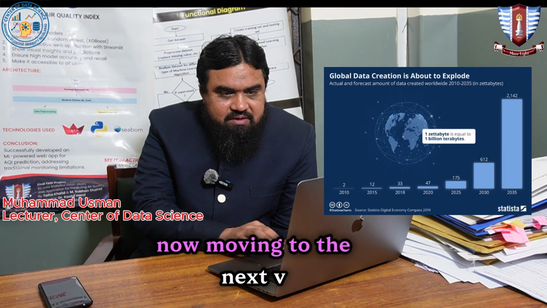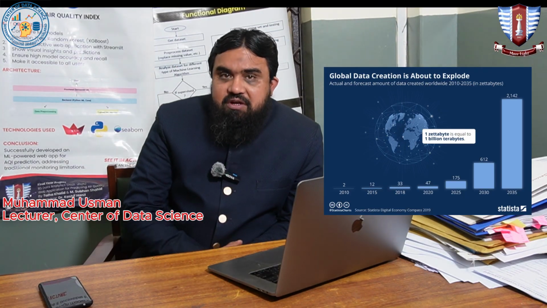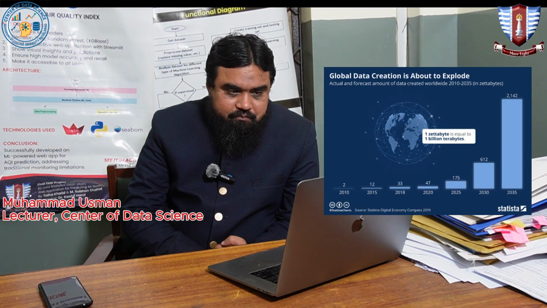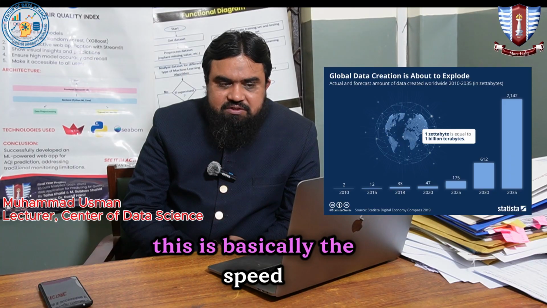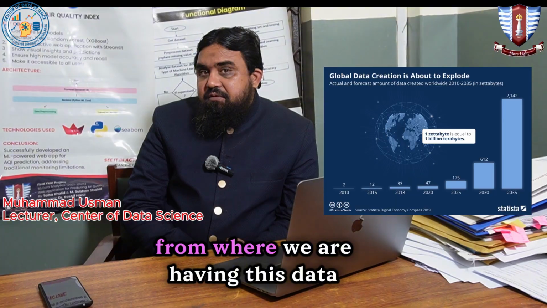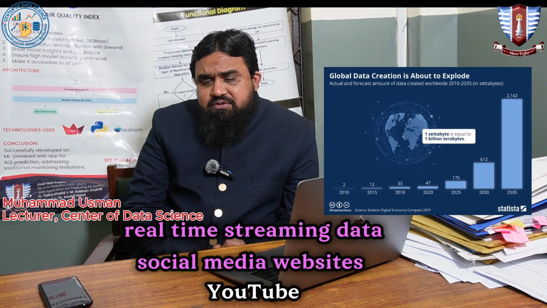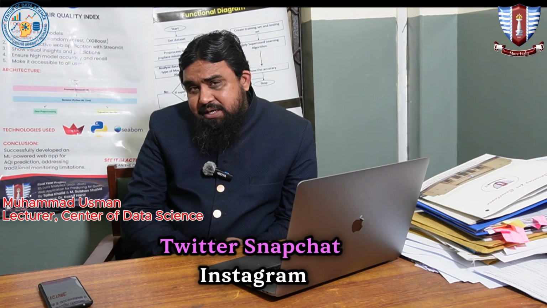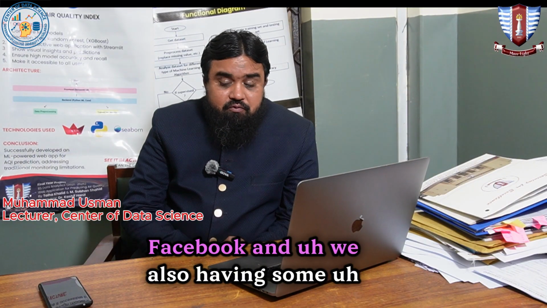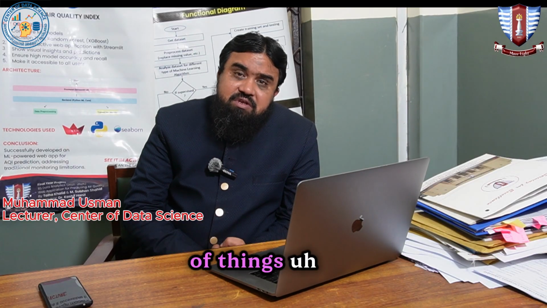Now moving to the next V, which is velocity: the speed at which the data is accumulating, generated, and populated. This is basically the speed. What are different examples of where we are getting this data from? Real-time streaming data, social media websites, YouTube, Twitter, Snapchat, Instagram, Facebook, and we also have some IoT data. What is the Internet of Things?